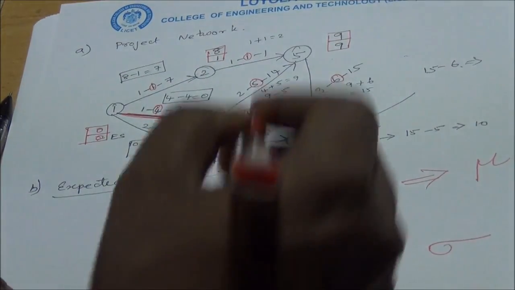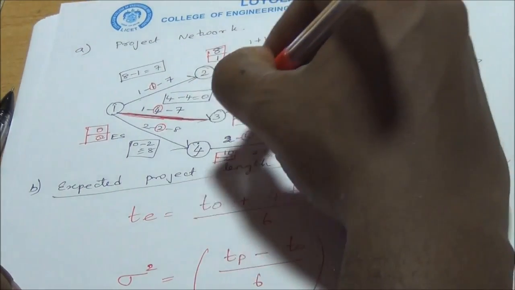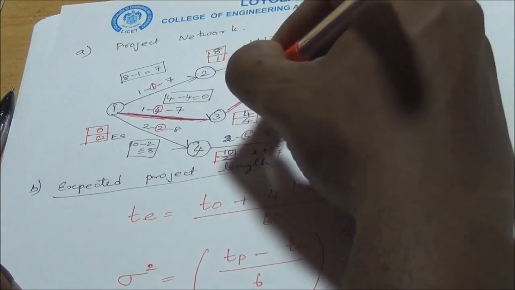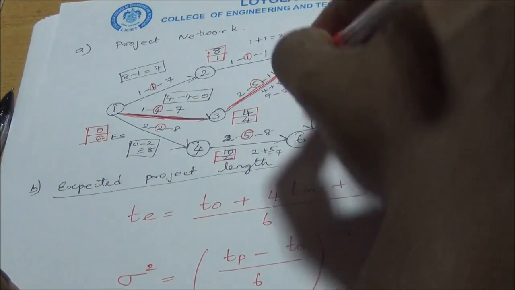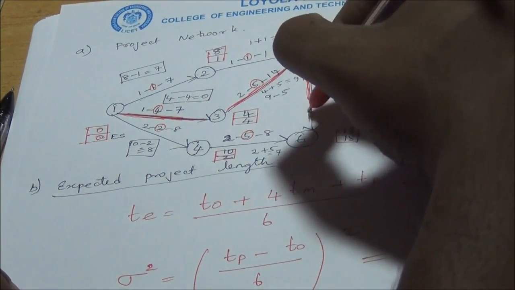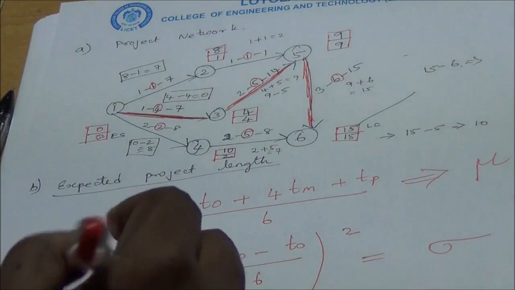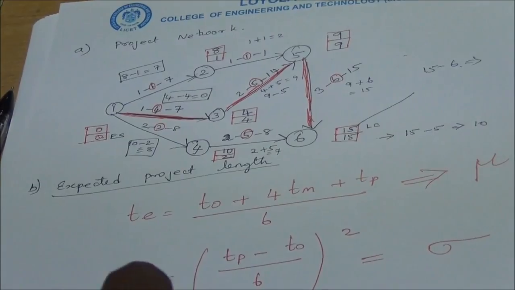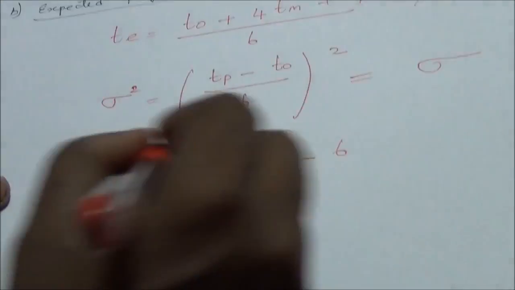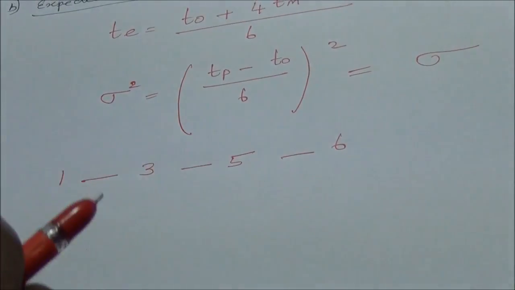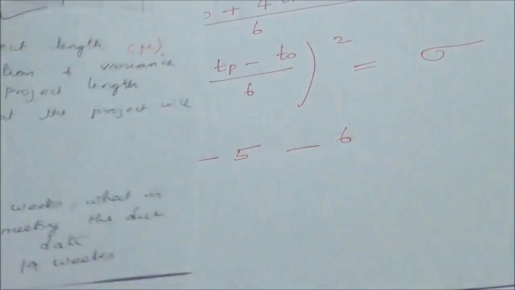And from 3 we have only 5, with 9, 9, so you mark from 3 to 5 as a critical path. From 5 it is connected to only 6, we have 15, 15, so you mark this as the critical path. So the critical path of the network is 1, 3, 5 and 6, and the expected length of the project is, we have to check for the value.